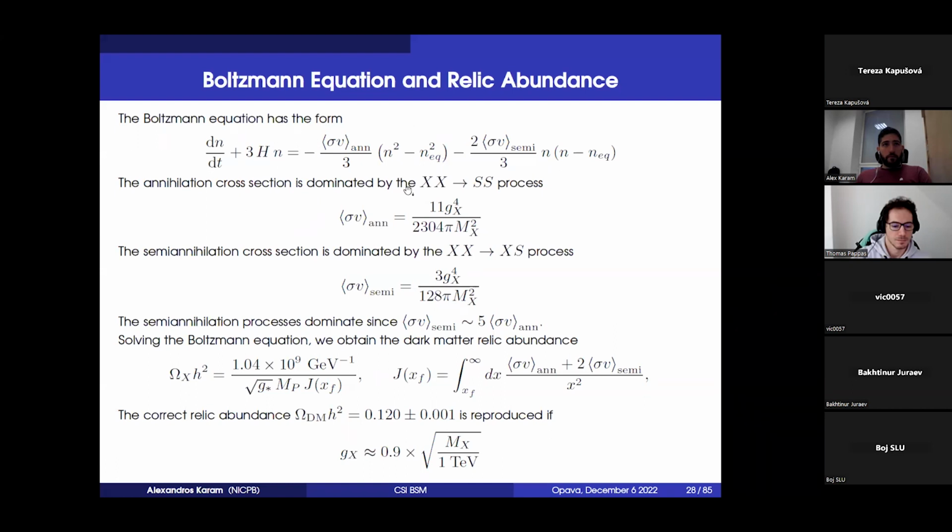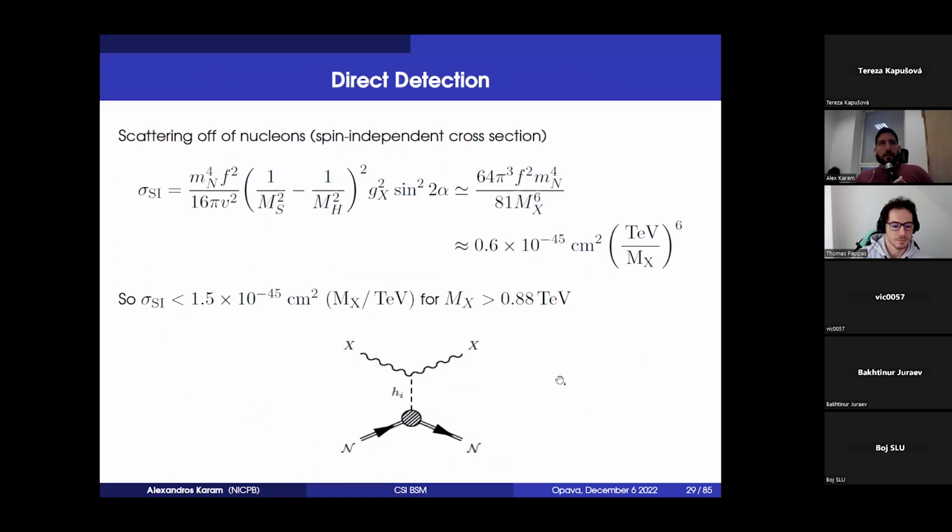Then, if you solve this differential equation, you can obtain the dark matter relic abundance. And what we see is that in order to reproduce the measured value of the dark matter relic abundance, this relation has to be satisfied between gX and MX. Now, these dark gauge bosons can also scatter off nucleons with this diagram, and the spin-independent cross-section is given by this formula. And based on the latest constraints, we will need to have MX above around 900 GeV. We will come back to this later.